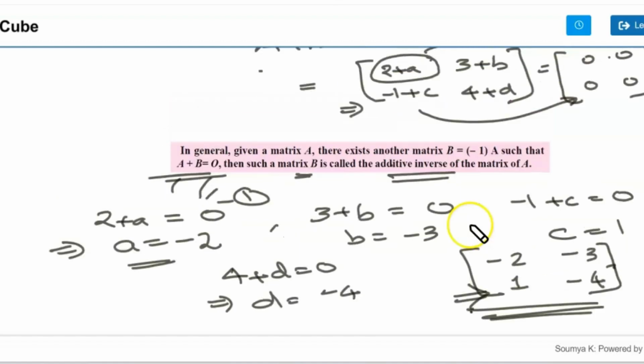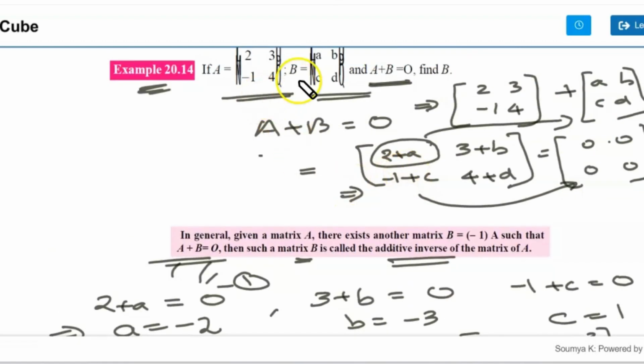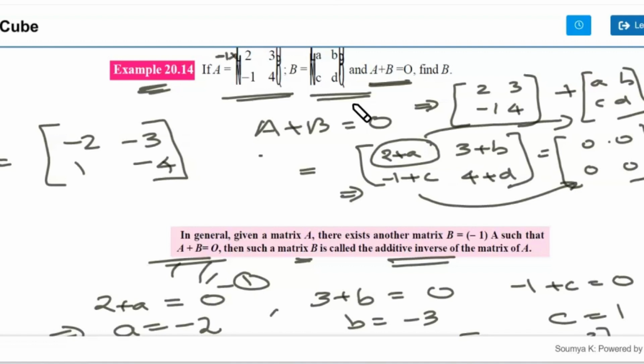So let's check if for this question A and B are additive inverse to each other. For your matrix B, let's check whether A is additive inverse. Minus 2, minus 3, 1 and minus 4. This is B matrix. If you compare both of them, B is the result where you put minus 1 multiplied by A matrix.